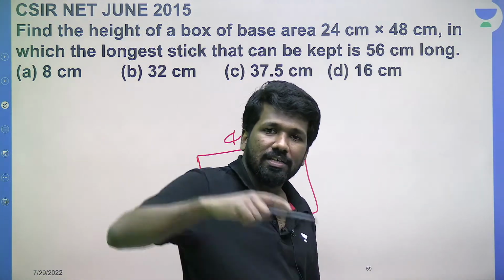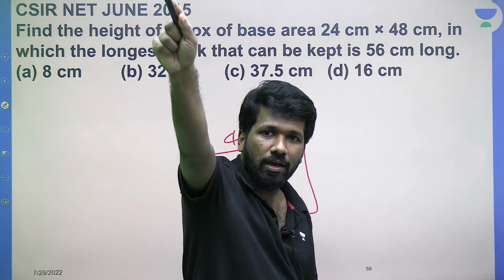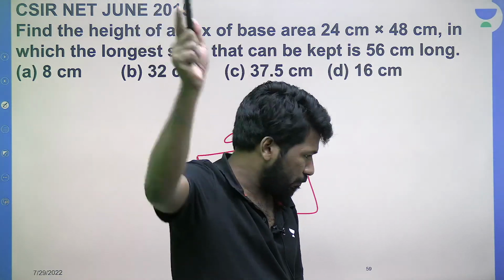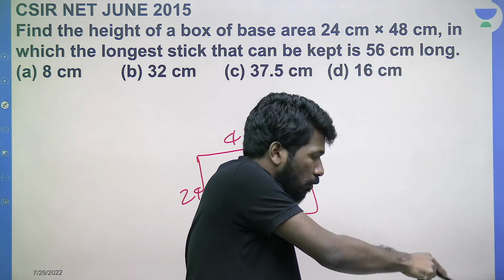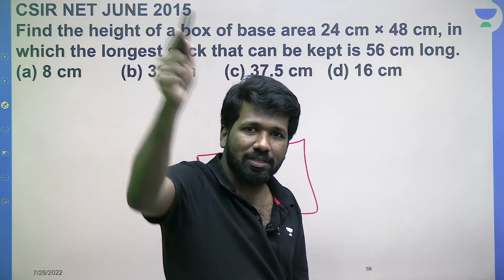Body diagonal means, for example, from one corner of the roof to the diagonally opposite floor point. That will be the longest diagonal.